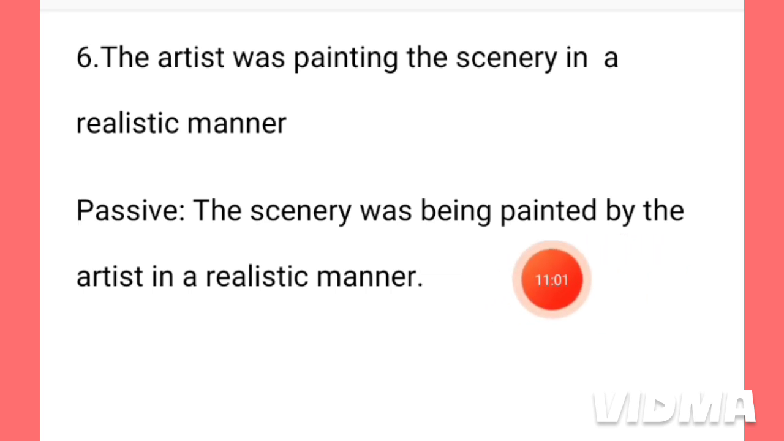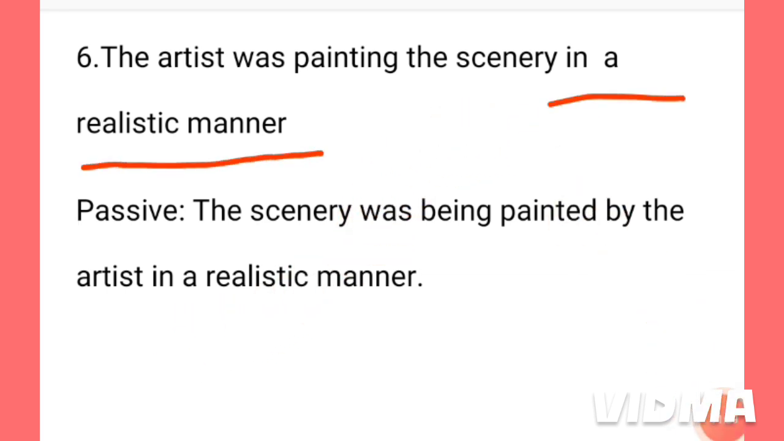Then a by, we have used here by. Then the objective form of the subject. Here the subject is the artist, and this has no separate objective form, so the artist will come here. Now we have used here the adverbial phrase, and we have written this adverbial phrase in the last part of the sentence, in a realistic manner. So simply the answer is, in the passive voice: the scenery was being painted by the artist in a realistic manner.